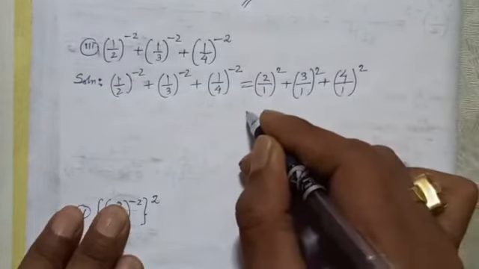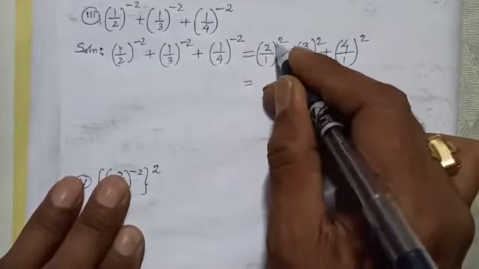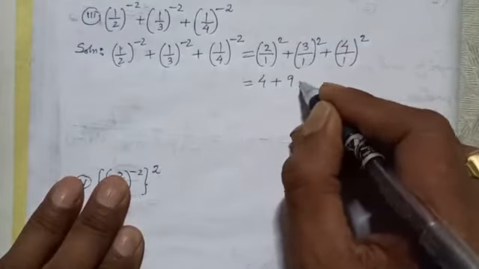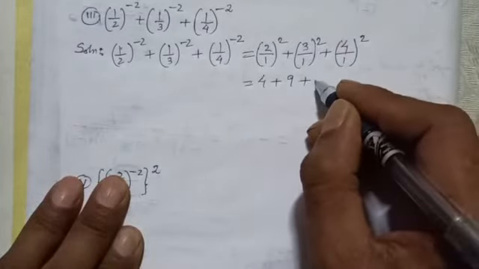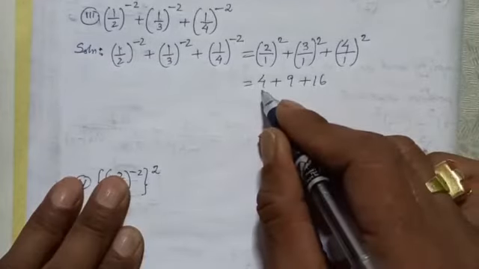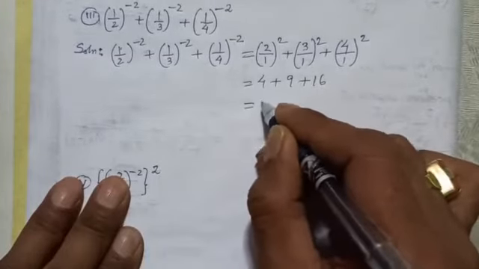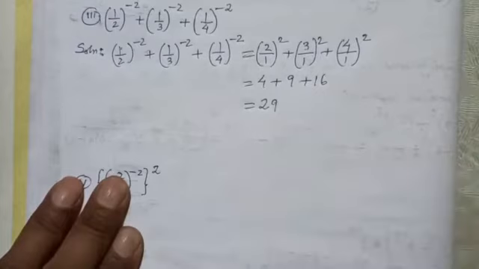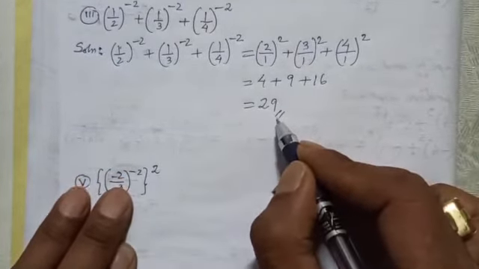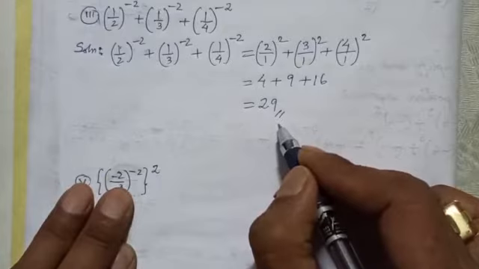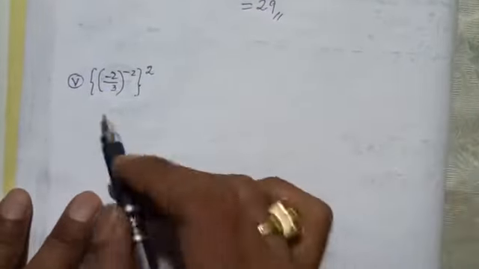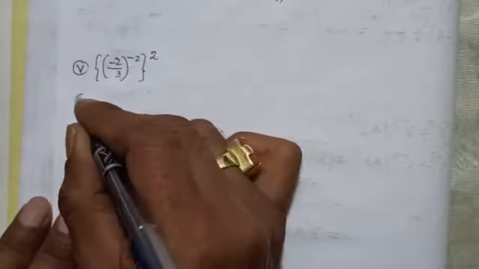Now next steps. 2 square is 4, 3 square is 3 into 3, that is 9, 4 square is 4 times 4, that is 16. Now let us add together. 16 plus 4 is 20, 20 plus 9 is 29, so we are getting 29. And this 29 is the answer. Roman number 4 is same, so you try Roman number 4. Now let's try Roman number 5. Now solution.